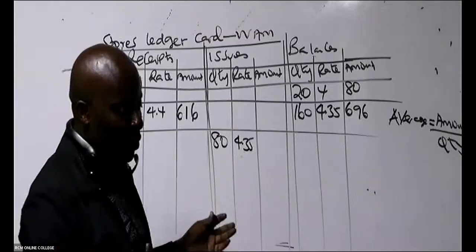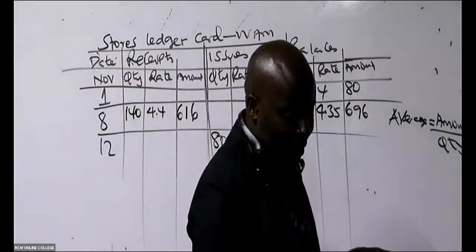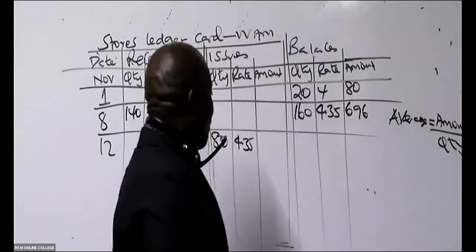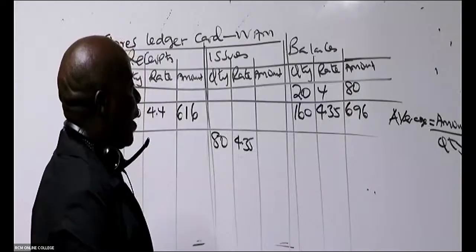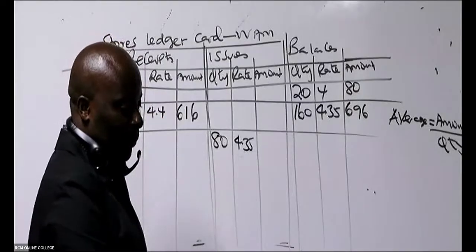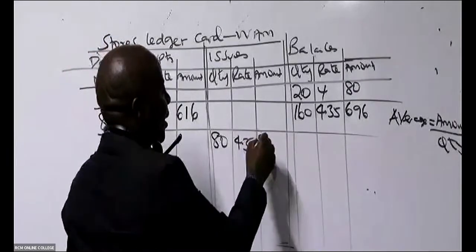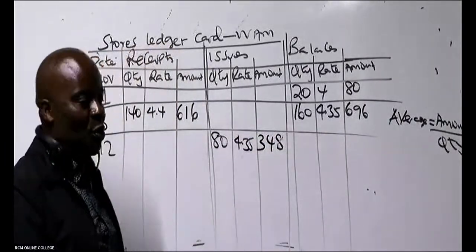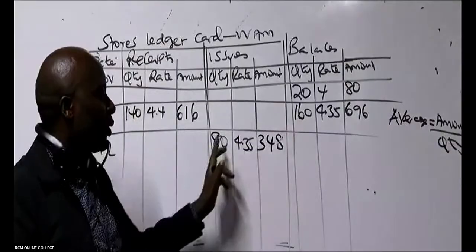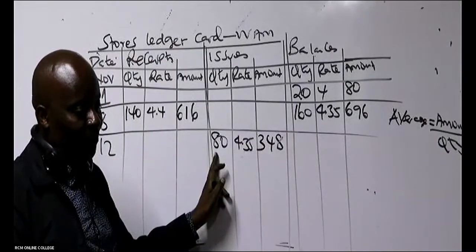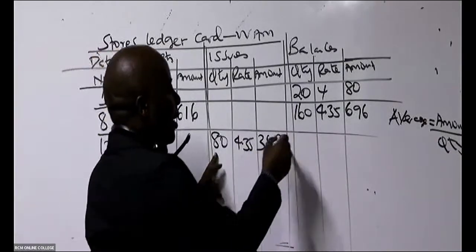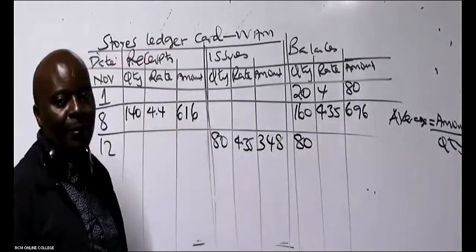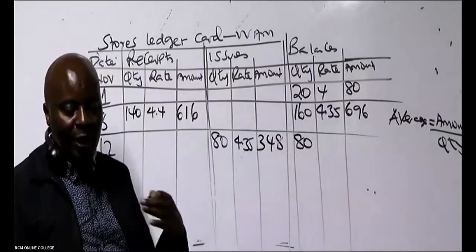Hii tukiwa mwanafunzi mwenye ufuati, wamu wanapenda wamu sana. So then what is 80 times 4.35? 348. Yeah. So whenever you issue, then the stock values go down, isn't it? You're subtracting now. So 160 minus 80, that gives me what figure? 80. How about the value subtracted? 696 minus 348? Because you're subtracting everything now here.